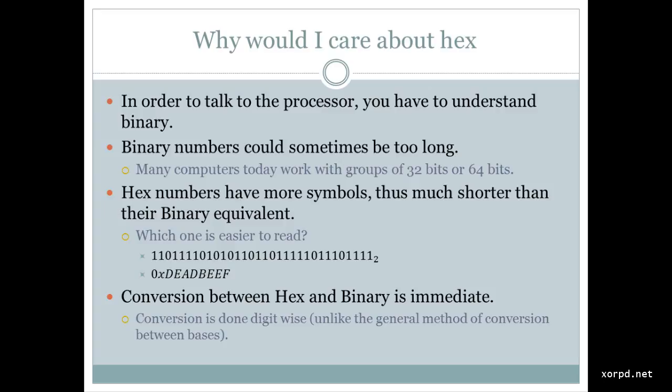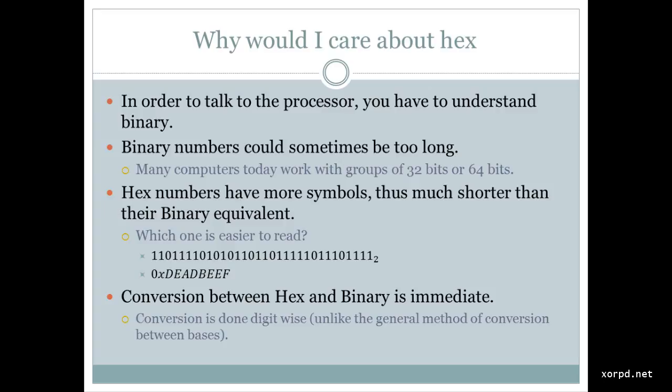Which one is easier to read? This one is the binary equivalent of this hex number. You can read it as dead beef. This one is, at least for me, kind of hard to read. I think the human eye is not good with lots of symbols that look the same and too many of them on the same line, with no spaces. It's kind of hard to look at. But this one is not very hard to look at.